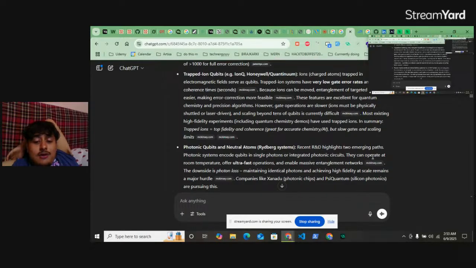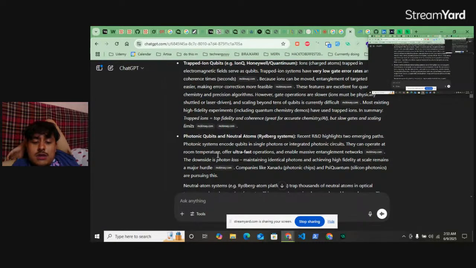They can operate at room temperature. Oh, that's new, I heard it. They offer ultra fast operation and enable massive entanglement networks. The downside is photon loss. Maintaining identical photons and achieving high fidelity at scale remains a major hurdle. Companies like Xanadu, PsiQuantum, and Silicon Valley are pushing this.